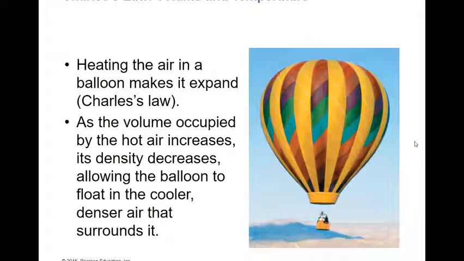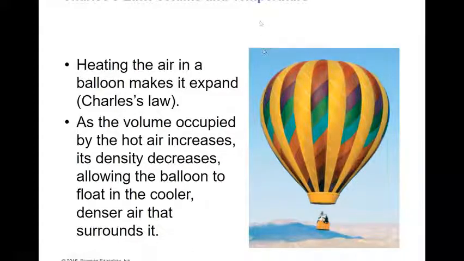All right, so there's another individual gas law that we're going to talk about called Charles' law, and this is a relationship between volume and temperature. And heating the air in a balloon makes it expand, which is according to Charles' law. And as the volume occupied by that hot air increases, ultimately its density decreases, which is why a hot air balloon is a method of travel, because we can heat up the air inside the balloon, decreasing its density compared to its surroundings, causing it to float.